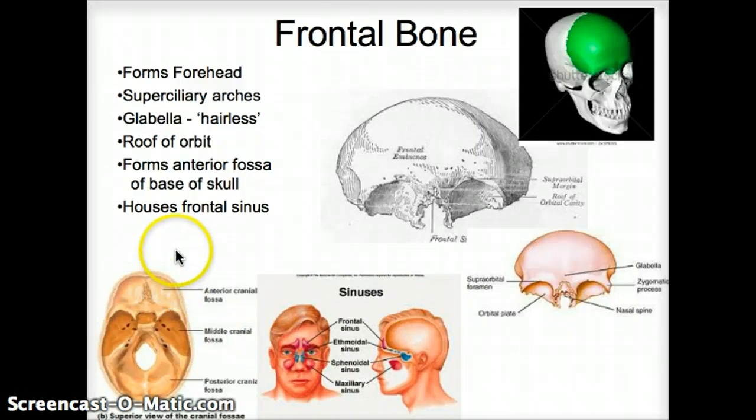And then the frontal bone also houses the frontal sinuses. And you can see that right here. These purplish ones are the frontal sinuses. And sinuses are chambers within the bones to lighten the bone but also to create resonant chambers for the voice, in part.